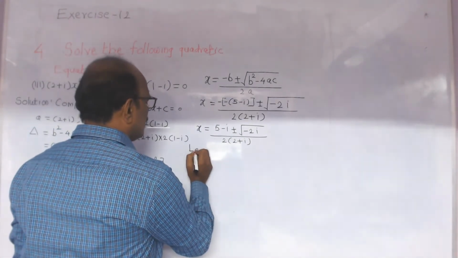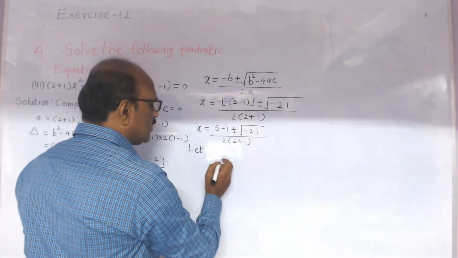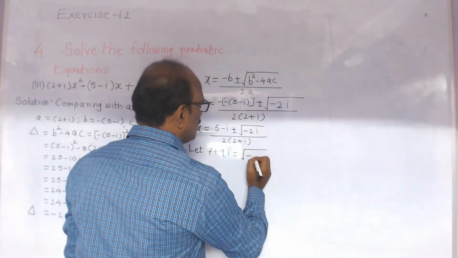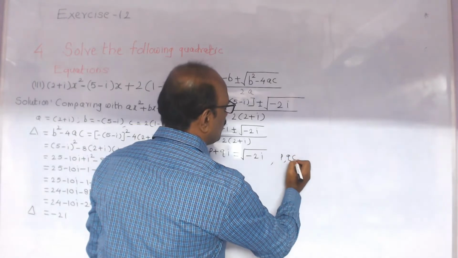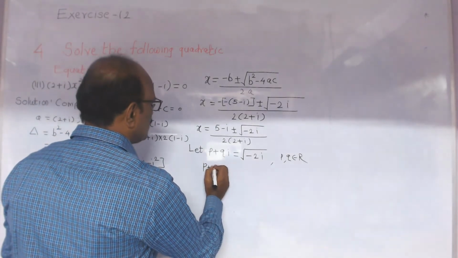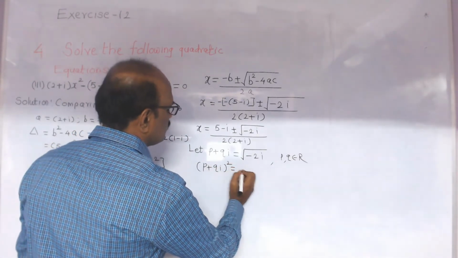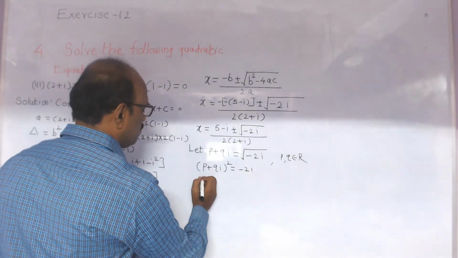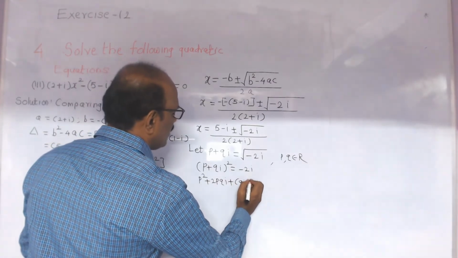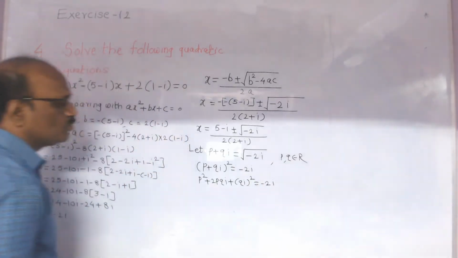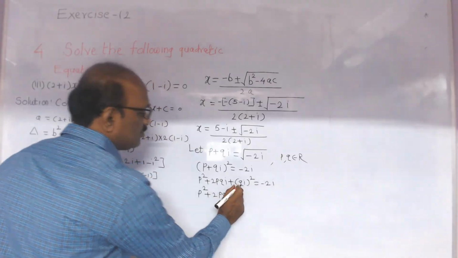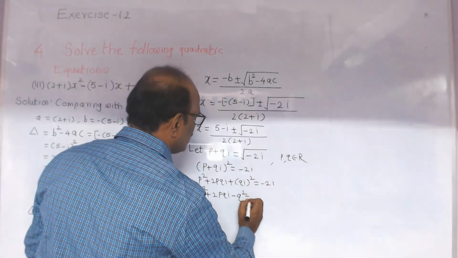Again, let the square root of minus 2i be equal to p plus qi. That is another complex number, and this equals minus 2i, where p, q belong to the set of real numbers. Now squaring on both sides, you will get (p plus qi) whole square is equal to minus 2i, and here p square plus 2pqi plus (qi) whole square, and that is equal to minus 2i, and here you will get p square plus 2pqi plus q square i square, and that is p square minus q square, equal to minus 2i.